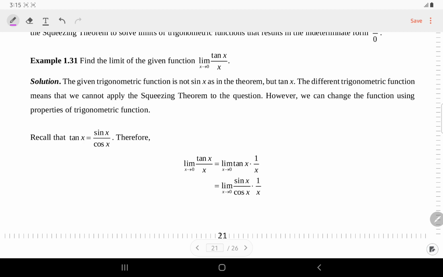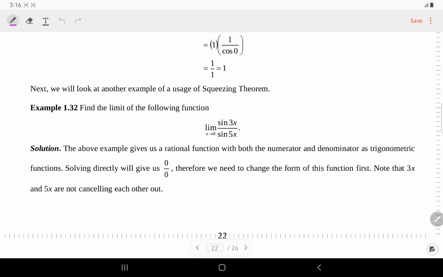So recall that tangent x is equal to sin x divided by cos x. So therefore this function will become, bring out 1 over x first. Tangent x divided by x, bring out 1 over x, so it will become tangent x multiplied with 1 over x. And then tangent x, substitute with this, sin x divided by cos x. So this original function will become this function.